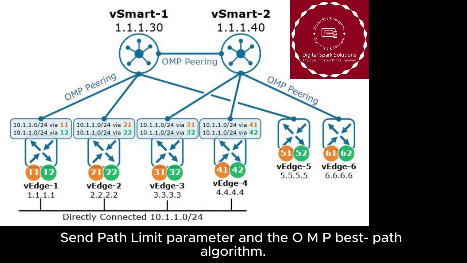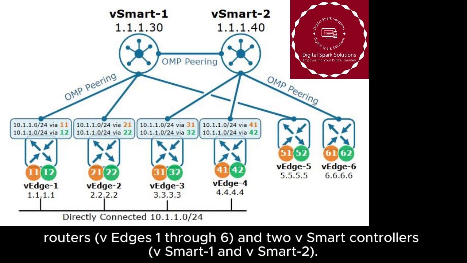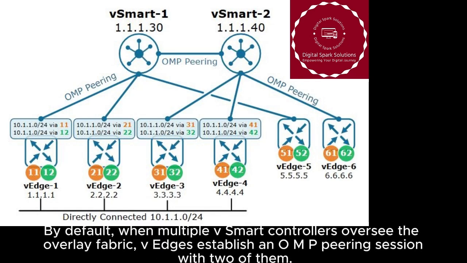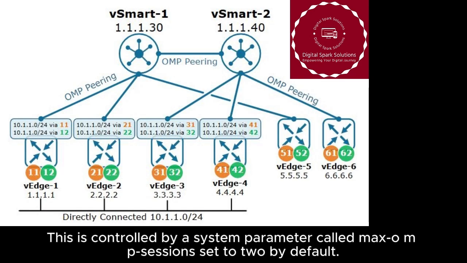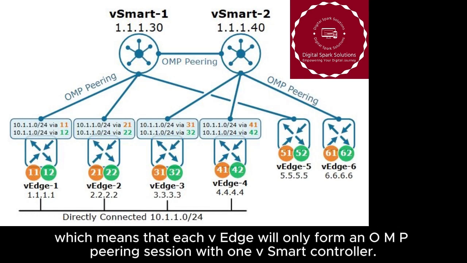The initial state. We are going to use a topology consisting of 6 vEdge cloud routers, vEdges 1 through 6, and 2 vSmart controllers, vSmart 1 and vSmart 2. By default, when multiple vSmart controllers oversee the overlay fabric, vEdges establish an OMP peering session with 2 of them. This is controlled by a system parameter called max OMP sessions, set to 2 by default. For the purpose of this demonstration, the max OMP sessions parameter on each vEdge is set to 1, which means that each vEdge will only form an OMP peering session with one vSmart controller.